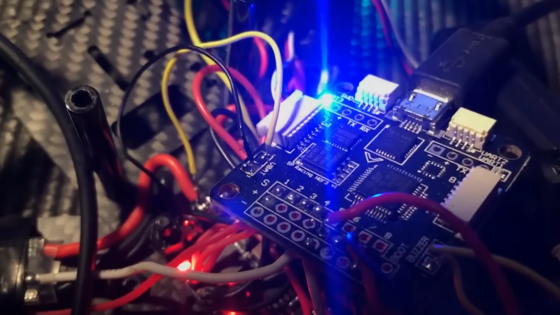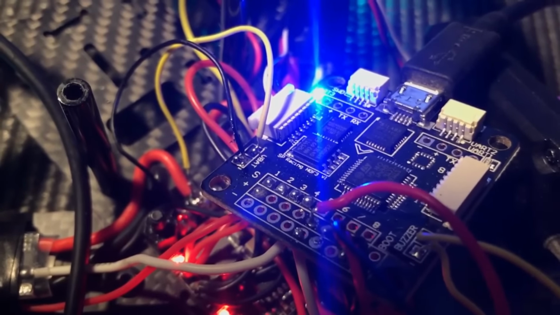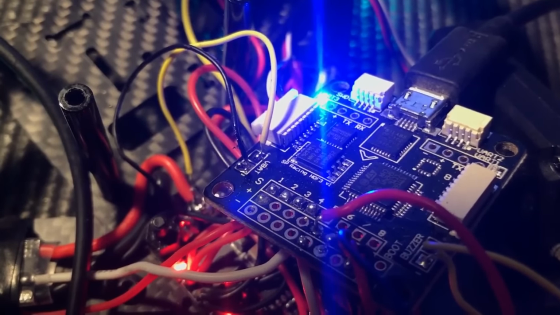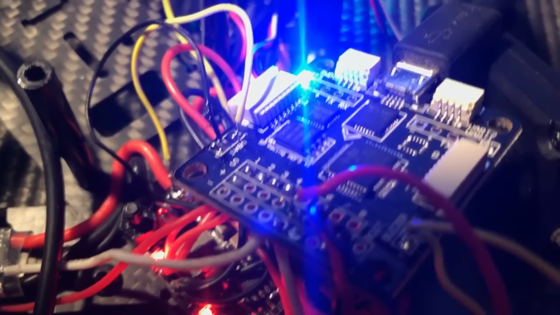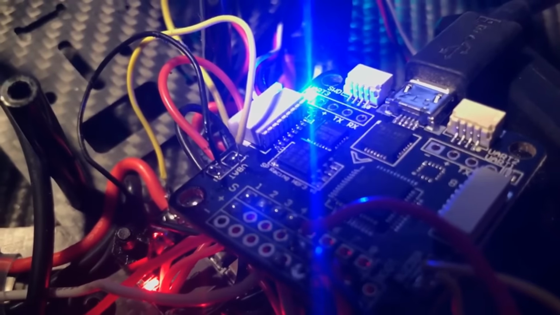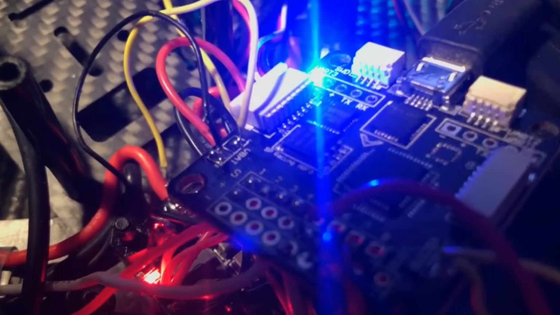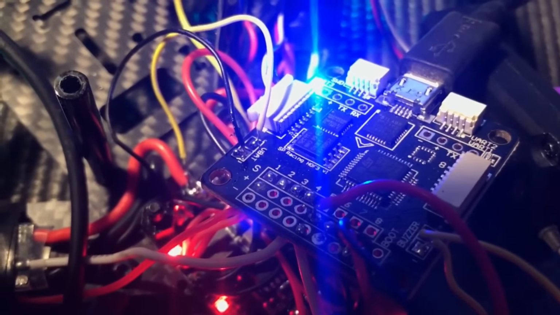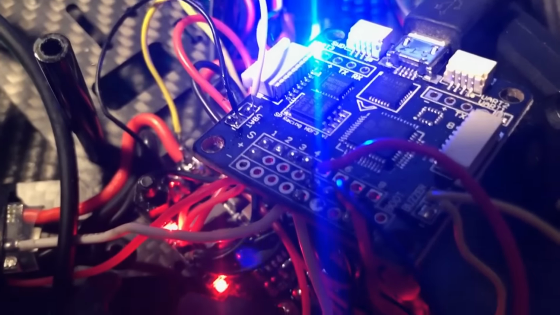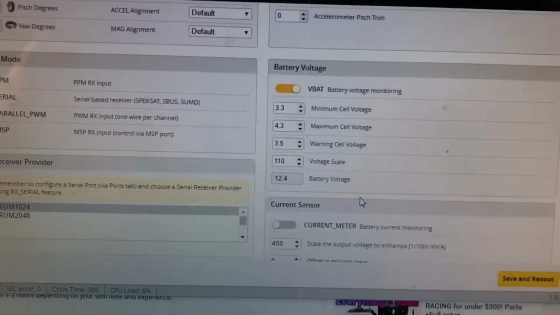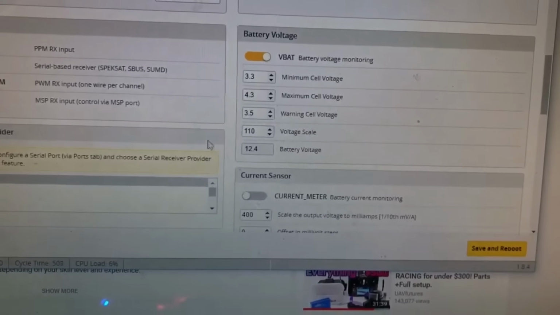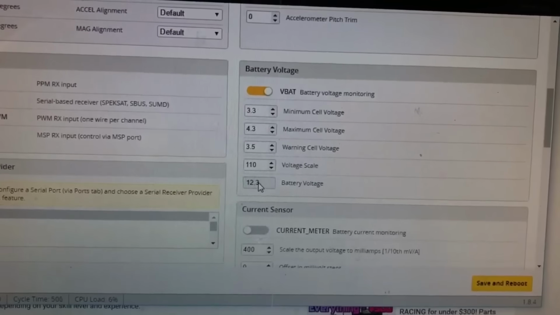And so the second part of connecting the voltage meter from the power distribution board up to the flight controller. There it is. The VBAT is now connected to the power distribution board underneath. I have it soldered to the positive and negative terminals of an ESC. And if we go back into Betaflight, you will see that the actual voltage is being read too, right over here. It is being read as 12.4 volts.